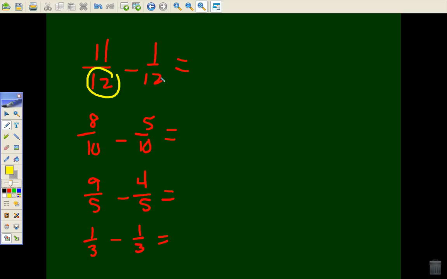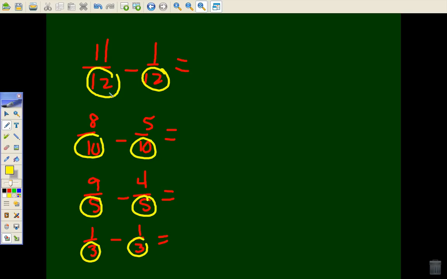Okay, before I start all of these, I notice they all have common denominators within the problem I'm working in. So I'm going to go ahead and circle these because I see 12, so I know 12 is my denominator, 10 is my denominator, 5 is my denominator, and 3 is my denominator.